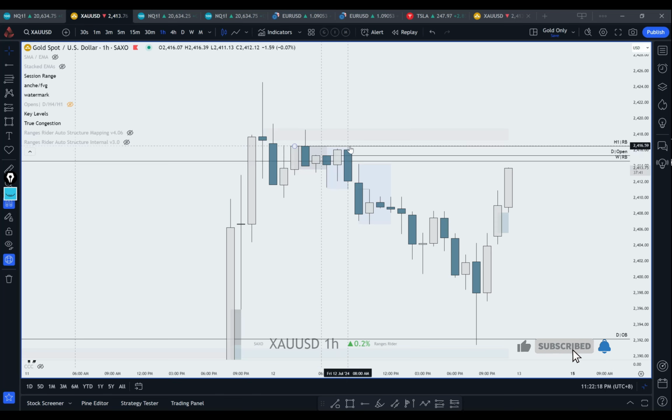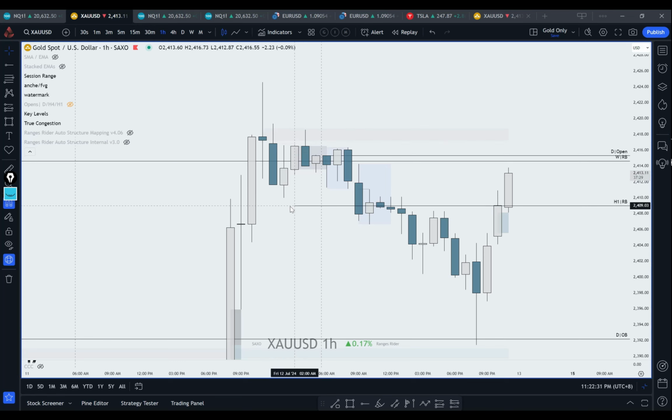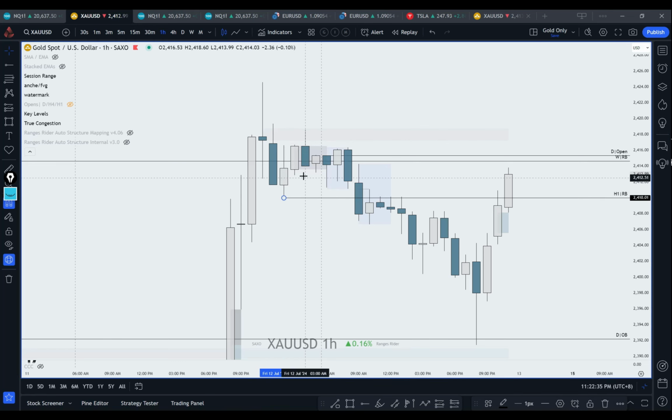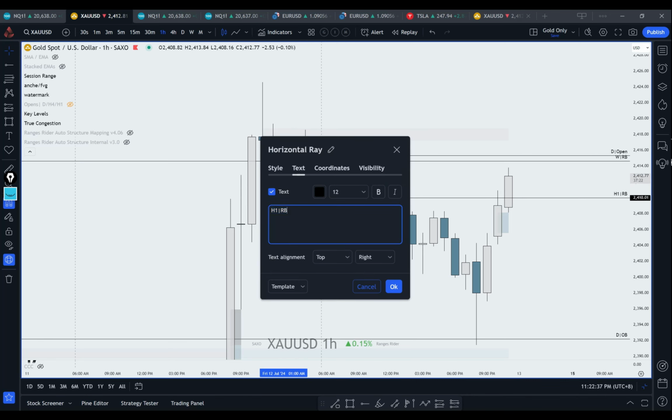So if the price tests this rejection block and rejects, we are looking for short. Until where? This is the very important question. Until here. The closest three candle formation. That will be your draw on liquidity.